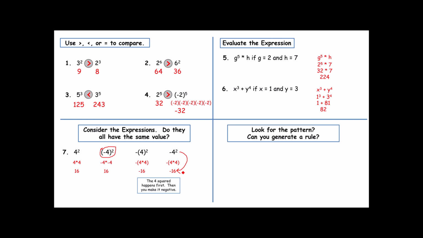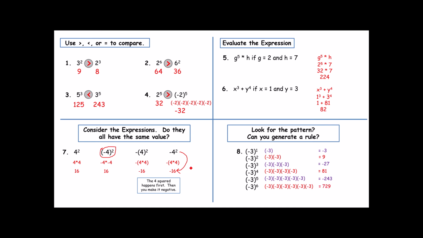How about this? Can you see a pattern here, and then can you generate a rule? I would recommend pausing the video, writing these out in expanded form, and then in simplest form as you're looking for the pattern. Negative 3 to the first says negative 3, which is just negative 3. Negative 3 squared is negative 3 times negative 3, which is positive 9. 3 negative 3s makes negative 27. 4 negative 3s is 81. 5 negative 3s is negative 243. And 6 negative 3s is 729.